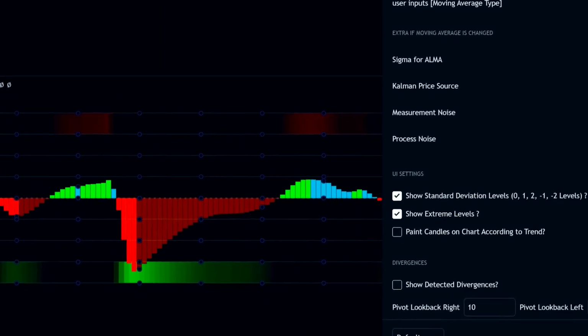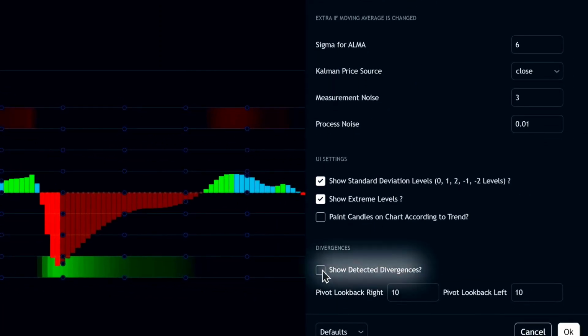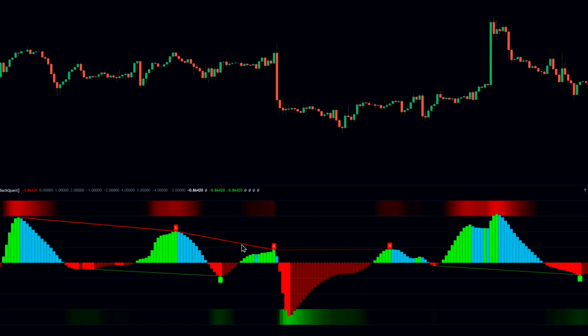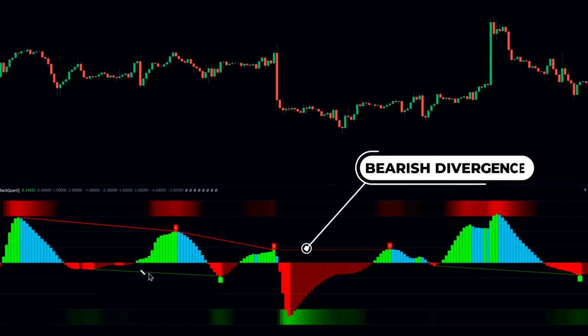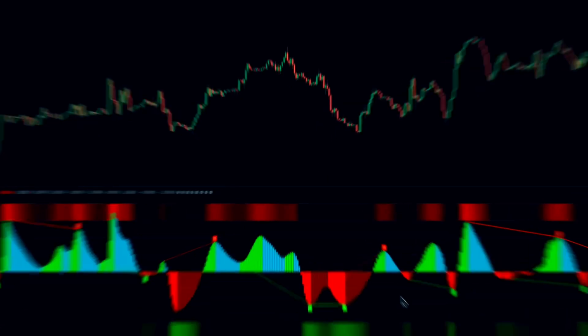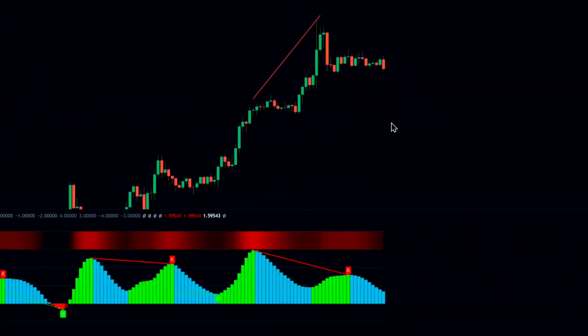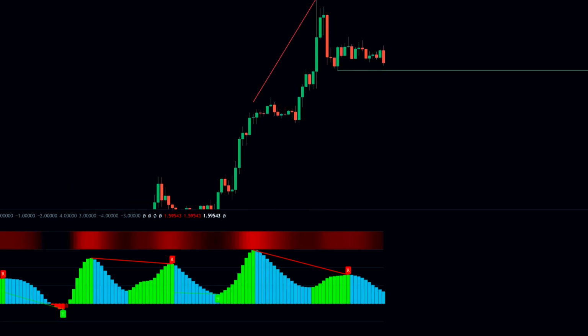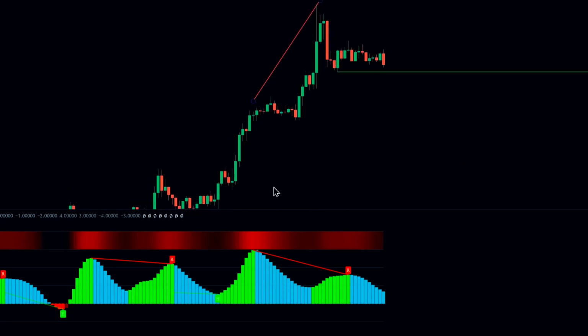In the input settings, you'll also find an option to show divergences. Enabling this feature highlights bearish and bullish divergences. The first strategy we'll explore uses these divergences. When a bearish divergence appears, don't immediately take a short trade. Instead, wait for a break below the most recent swing low to confirm a market structure shift.